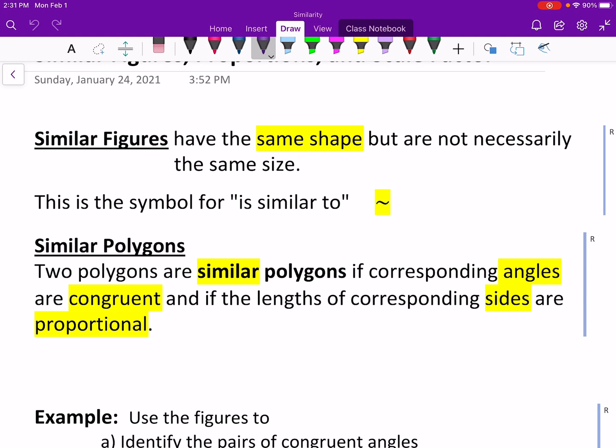So our goals in this activity are, 1, to be able to identify similar figures, to know why they are similar, why they're not, match up the pairs of corresponding angles and corresponding sides, and then to be able to find missing measurements for similar figures when some of the measurements are missing.